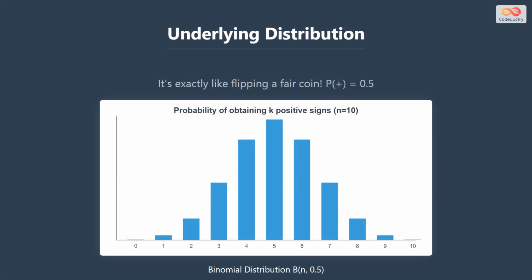To understand the math behind this, think of a coin toss. Since the probability of a value being above the median is 0.5, the number of positive signs follows a binomial distribution with probability 0.5. We use this distribution to calculate the probability of seeing our specific result just by chance.